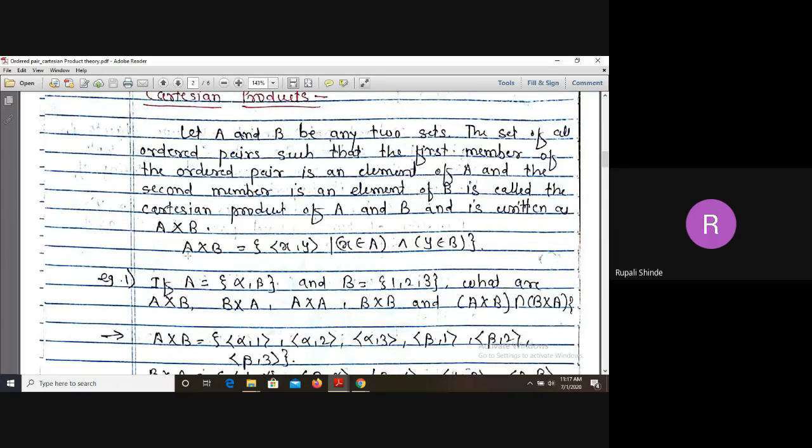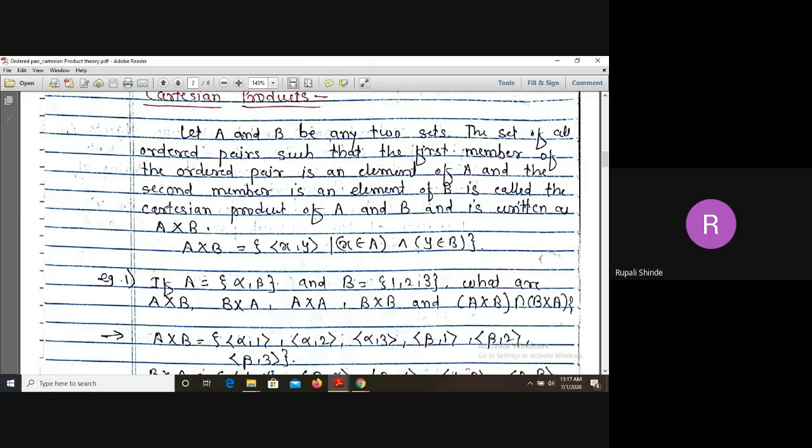So A Cartesian product B will consist of all such ordered pairs x comma y where x belongs to A. Now check here. This is the first element of the ordered pair and that should be included in set A. And the second element must belong to the second set, that is in set B.